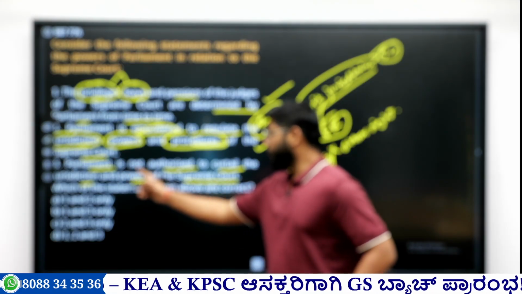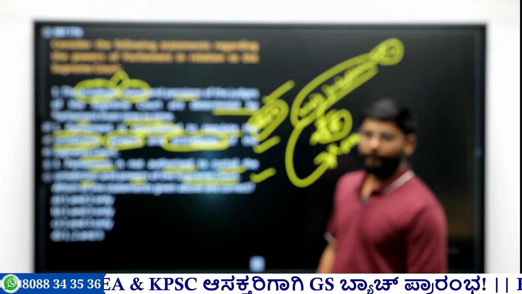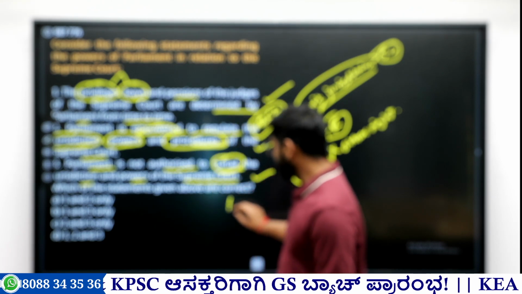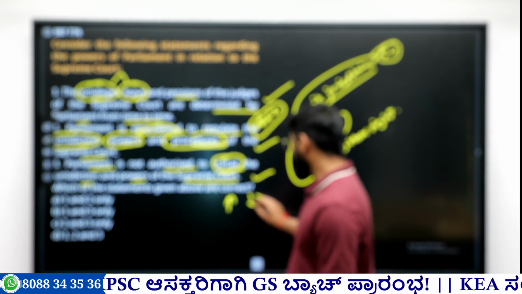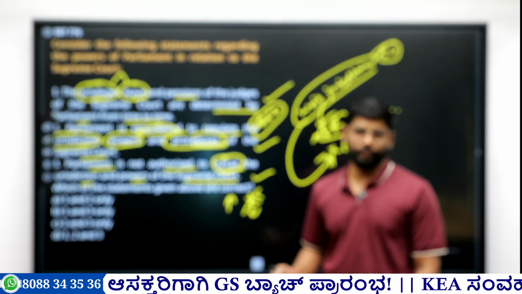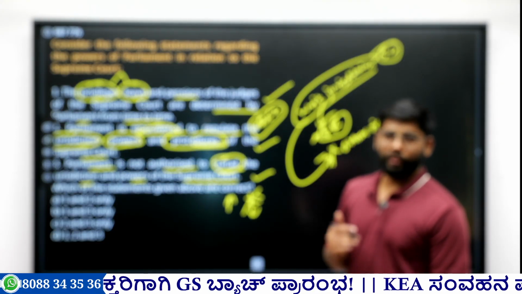Then last, the Parliament is not authorized to curtail the jurisdiction power. Because Parliament is not authorized to curtail means what? They can increase but cannot decrease. So decreasing the jurisdiction power of the Supreme Court is not in the hands of Parliament. The Parliament can only increase.